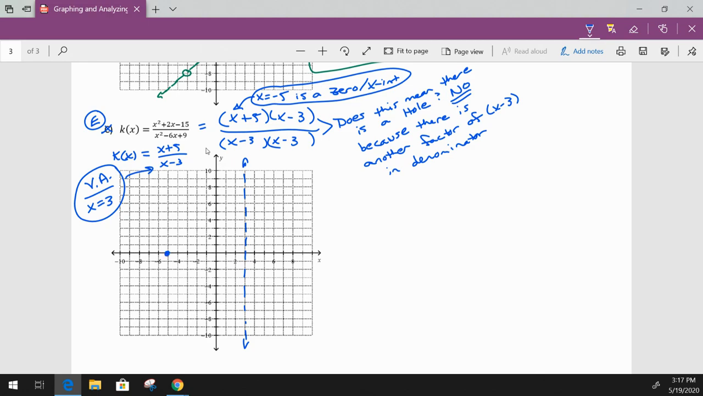All right, so what about a horizontal asymptote? If we look at the degree, the term with the largest degree in the numerator, we have an x squared, and the denominator is x squared, so they are the same, which means y is going to equal the leading coefficient of your numerator, which is 1, over the leading coefficient of your denominator, which is also 1. So we basically just get y equals 1 as our horizontal asymptote.